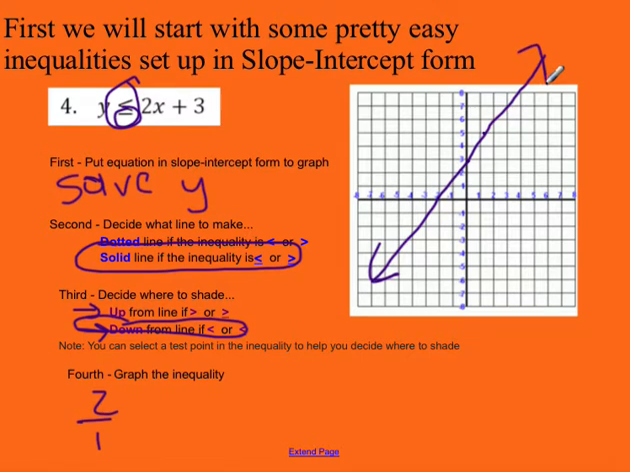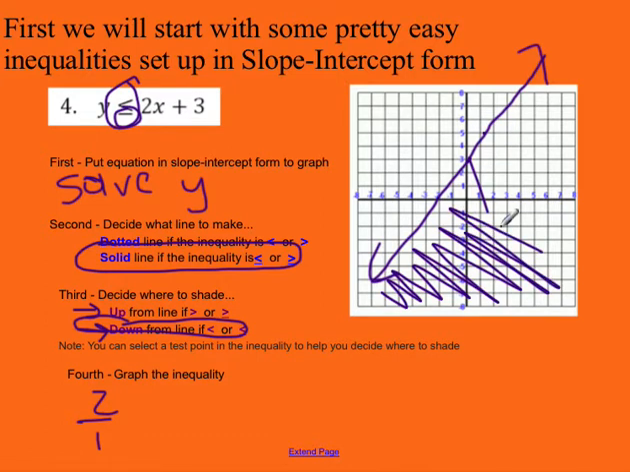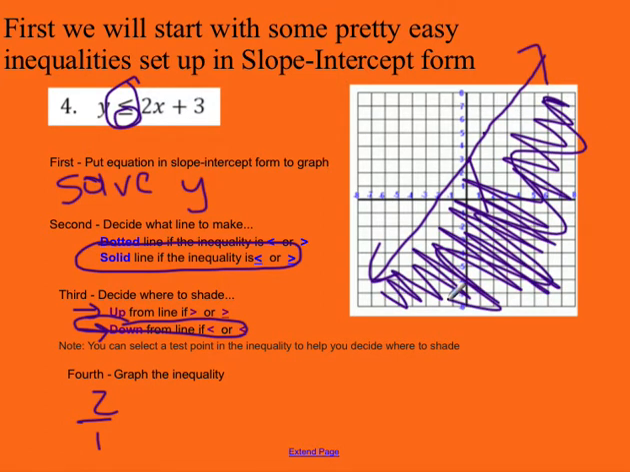Now I need to shade down from this line. So what I do is I pick a spot on the line, say here, then I just take my pencil and I drag it down. Where did my pen land? That's where I need to shade. So I landed down here, so I need to shade in that entire region underneath the line.